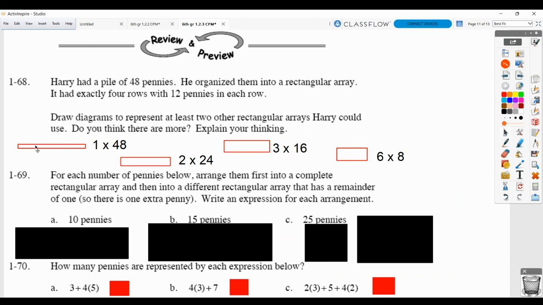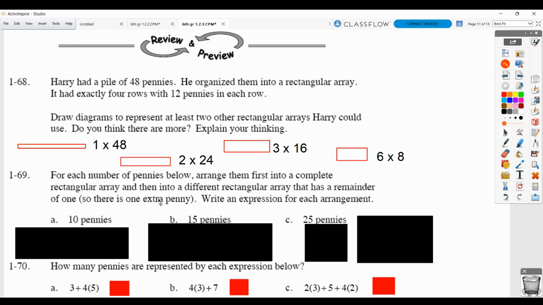so you could have 48 pennies all in a row. And of course, if you change the order of that, a 48 by 1, it would be the same array, the same look other than just turned. 2 by 24 would be 2 rows of 24 pennies each. 3 by 16 would be 3 rows of 16 pennies each. 6 by 8 would be 6 rows of 8 pennies each. And of course, the one that we don't have to put again because they've already addressed it is 4 by 12.